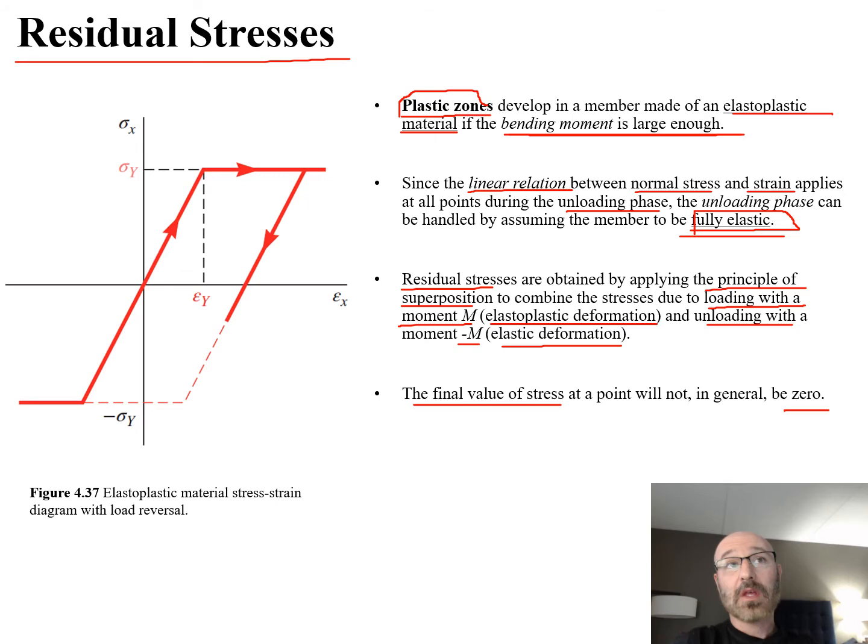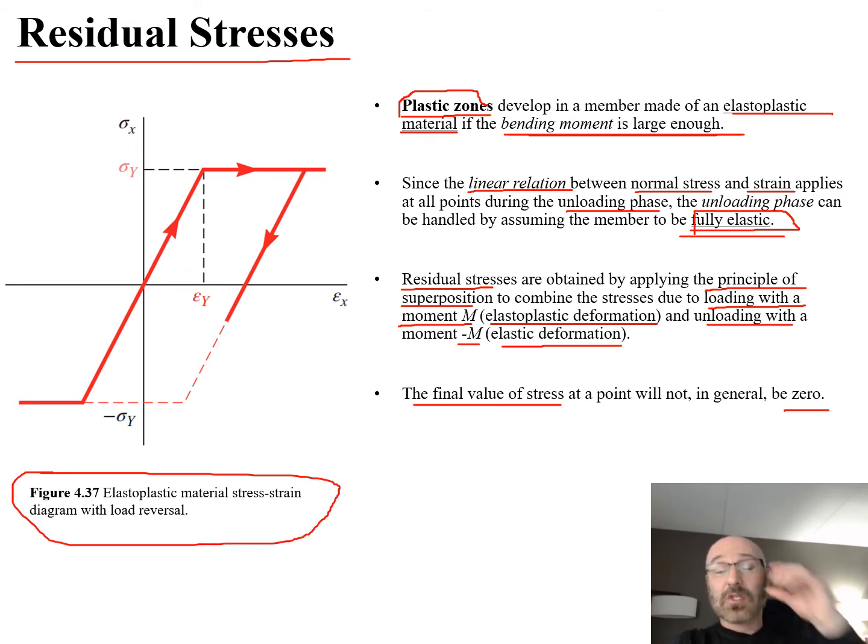So now we can come over here to figure 4.37 and take a look at this graph for our stress strain curve. We have our strain down here in the x direction, our stress up here in the y direction. What we can see here is the elastoplastic material stress strain diagram with loading and reversal. We load it up along this line until our sigma sub y, there's our yield stress, come across, and then we unload it back down until we get down to our negative sigma sub y right here. So this is with loading and with unloading in this diagram for an elastoplastic material.